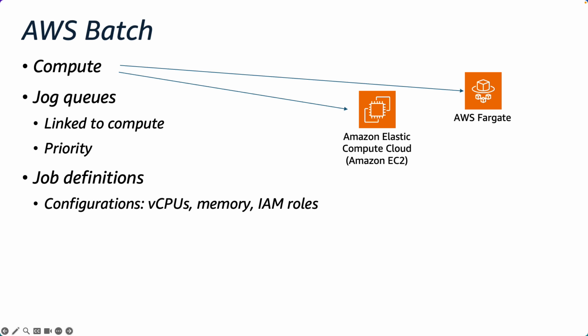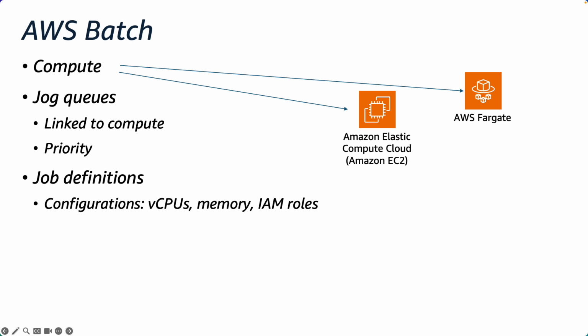Job queues are linked to the compute environment, and job queues can have one or many compute environments. And you can select the priority order of the environments to use. Each queue has a priority that can be set, so you can finish one job faster and then another queue that has a lower priority.